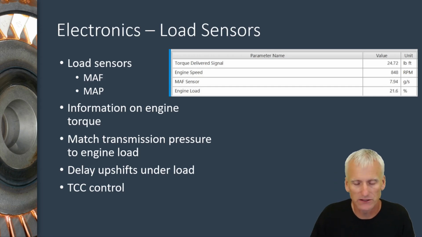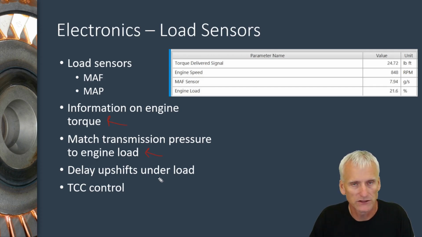But still, you want to make sure all your sensors are reporting accurately so that they're reporting on the correct amount of load, so that way your transmission can operate properly. It's one of those things that this is an engine-related sensor, and a lot of people aren't thinking about that, but it could definitely cause transmission-related issues. So information on the engine torque is a big piece of the puzzle for transmission operation, because they want to match the pressure to engine load.